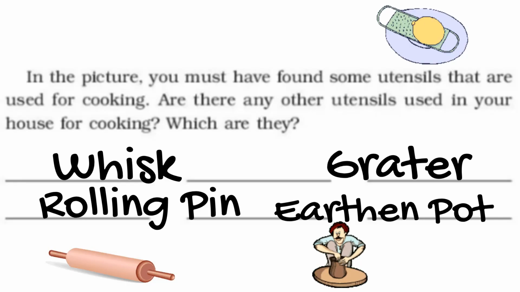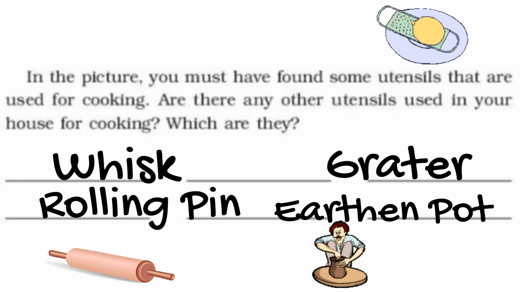Another tool we use in the kitchen is a grater. A grater has a rough surface, and on that surface if we rub any vegetable, for example a carrot, we can have small pieces of the carrot. So that is the use of a grater. We also use small earthen pots to make curd.